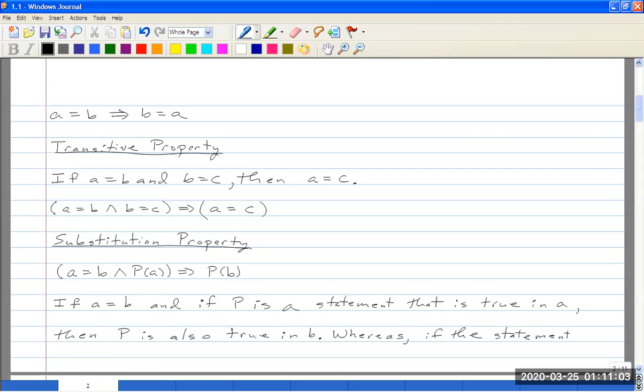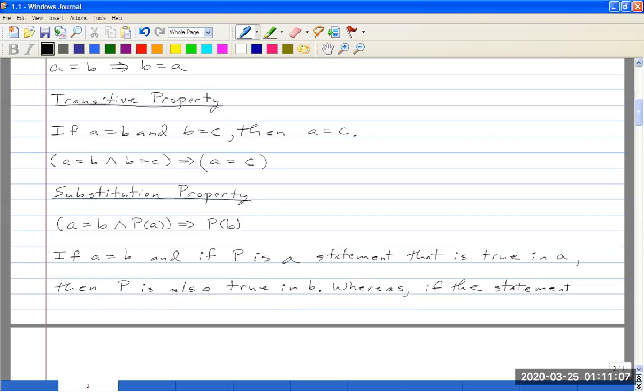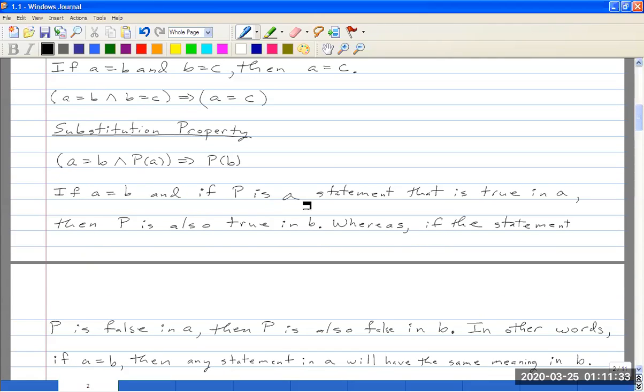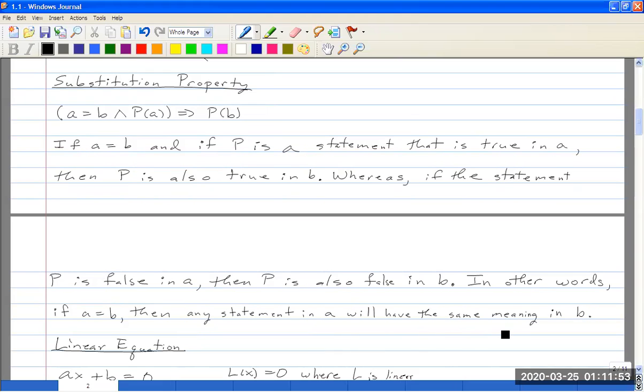The substitution property. In symbols, it says that if A is equal to B and P is a statement in the indeterminate A, then P is a statement in the indeterminate B having the same truth value. So if A equals B and P is a statement that is true in A, then P is also true in B. Whereas if the statement P is false in A, then P is also false in B. In other words, if A equals B, then any statement in A will have the same meaning in B, or the same truth value in B.